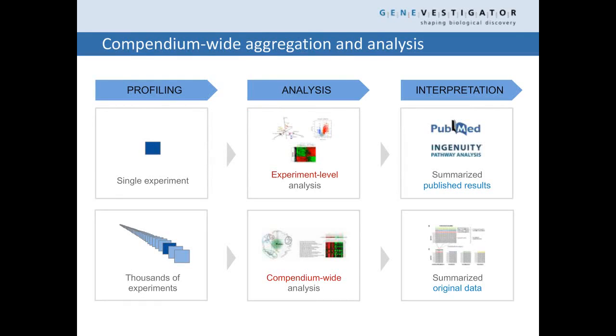So what does it need to do this type of analysis? The traditional way of doing differential expression analysis is you have your experiment, you compare treatment to control or disease versus healthy, you get a list of genes, and then you interpret it in some way or the other. And the interpretation of this list is always that these genes are somehow related to your disease.